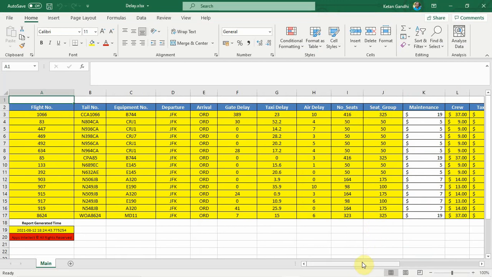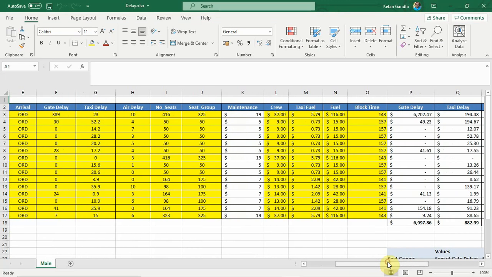Now we'll see what the calculations are. You just see the maintenance cost is calculated automatically. It takes half the cost from here, and similarly if you look at $9, which is the crew cost per minute, the maintenance cost is 5. So this is the way the assumptions have been taken.